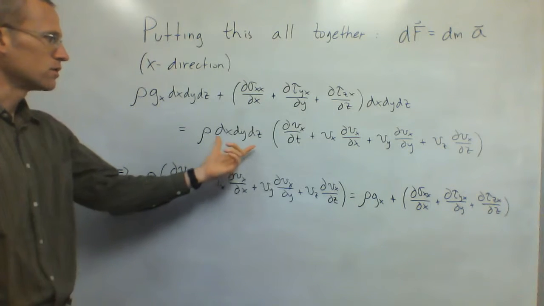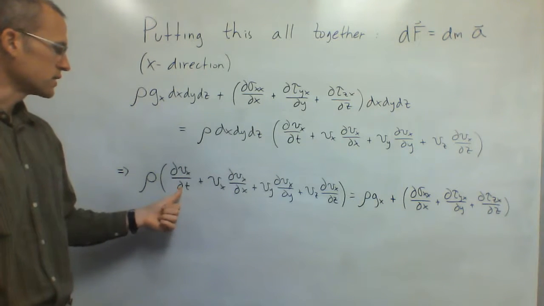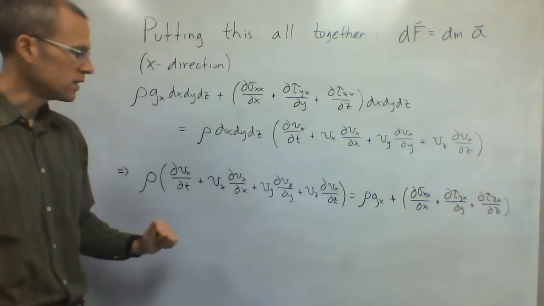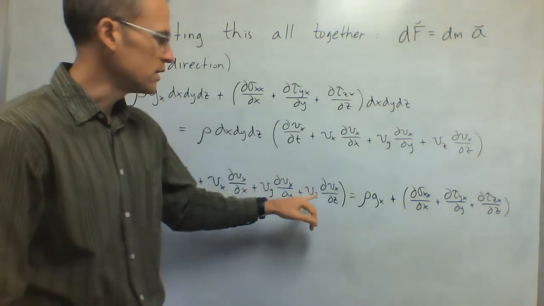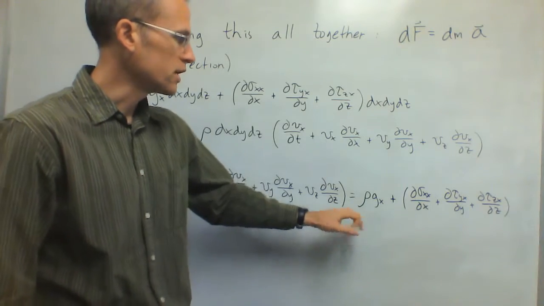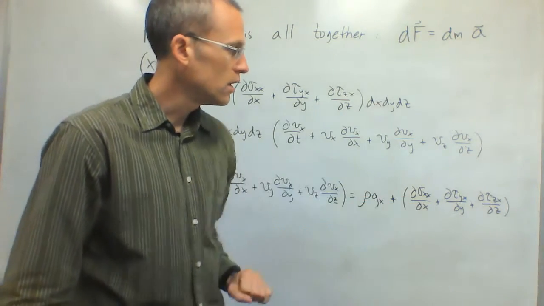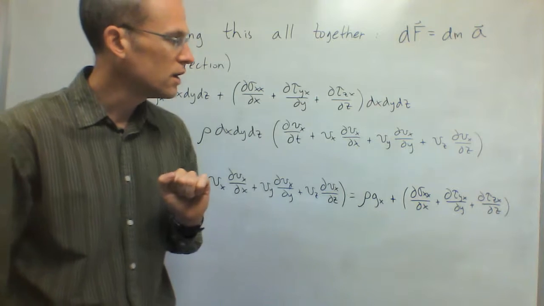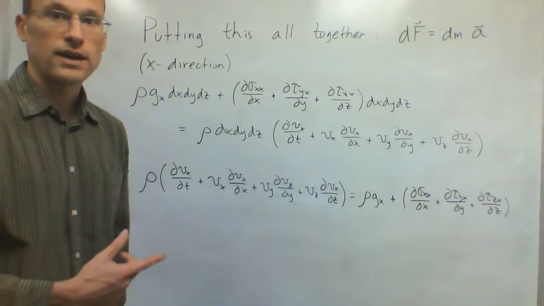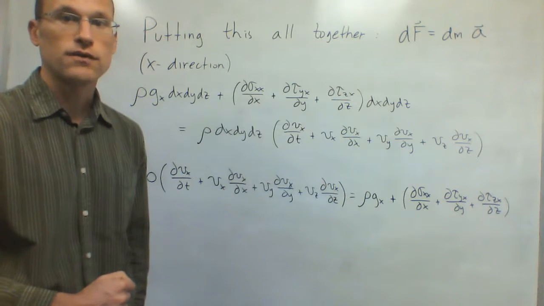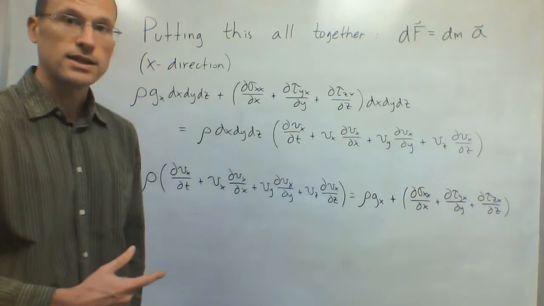So what I'm left with on this side is rho times dvx dt plus vx dvx dx plus vy dvx dy plus vz dvx dz, equal to rho gx plus d sigma xx dx plus d tau yx dy plus d tau zx dz. That is the general form of the x component of the conservation of momentum equation. The y and z components are very similar.